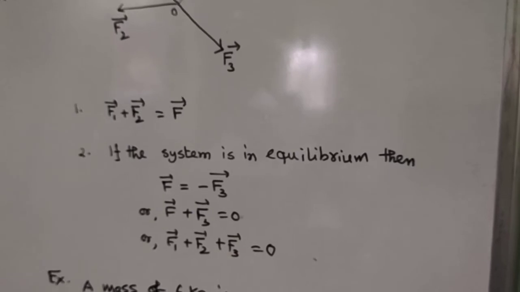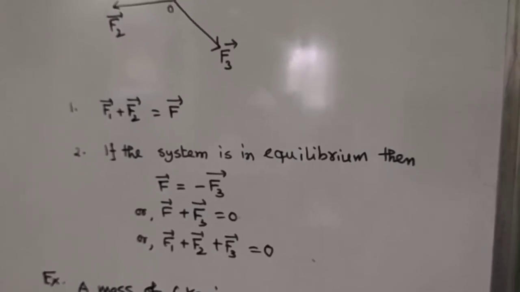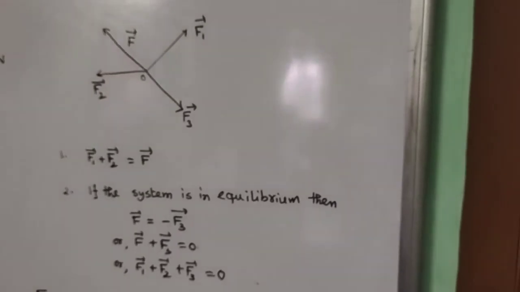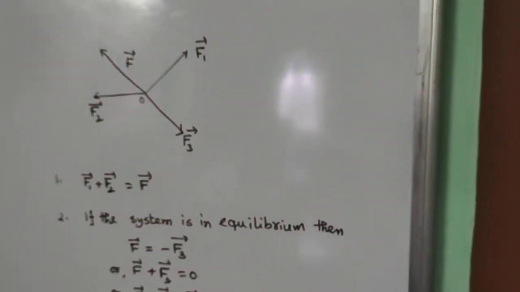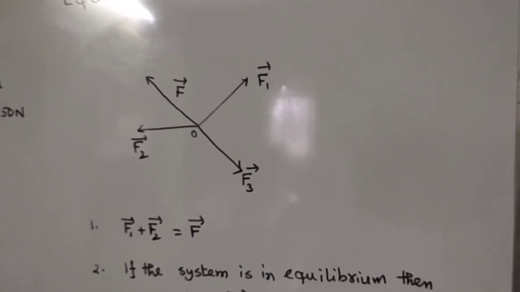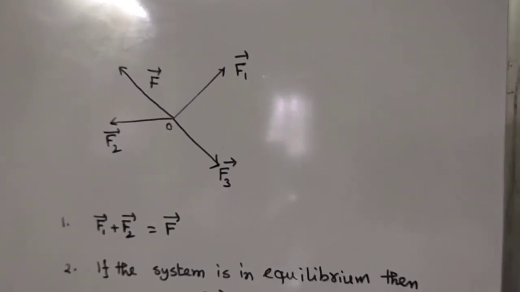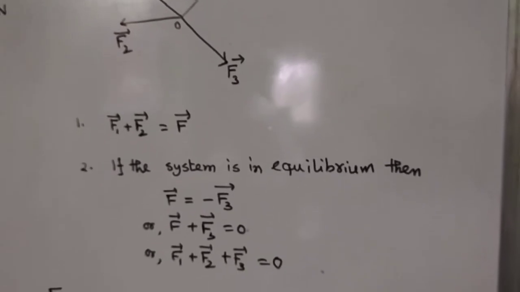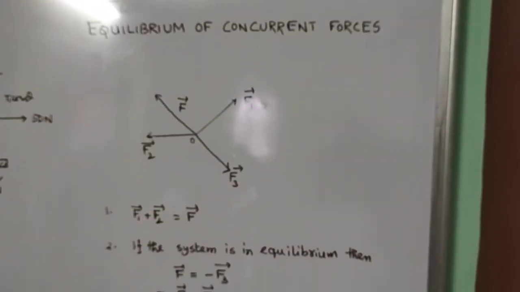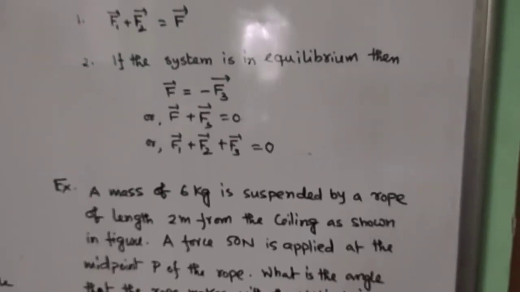So the condition for equilibrium of concurrent forces is what? Sum of the forces should be 0. So this is a very important point. Equilibrium means there is no disturbance on the object which is at O due to the application of the three forces. Now let me apply this equilibrium condition for the numerical.